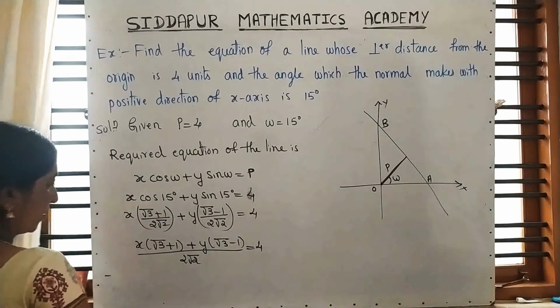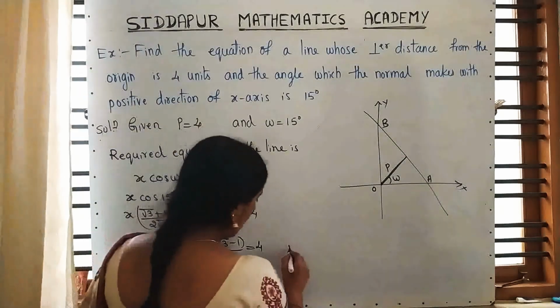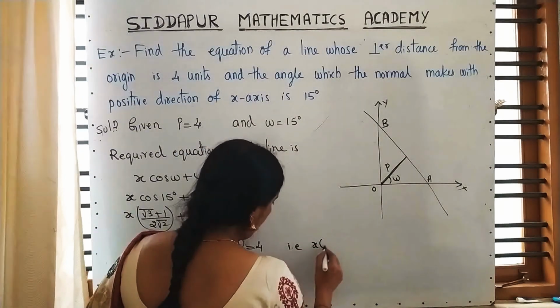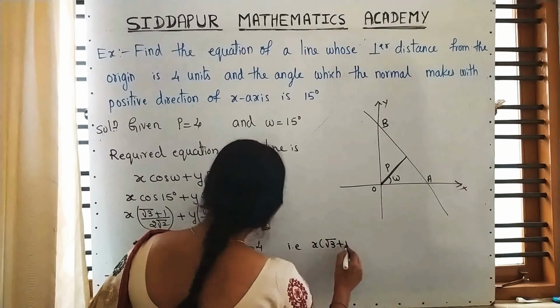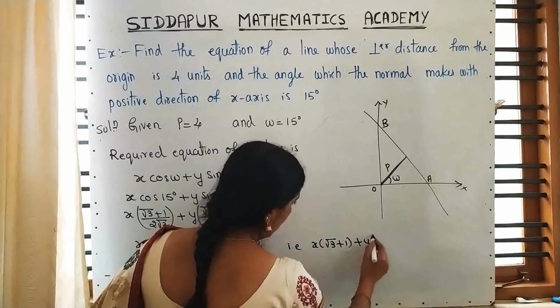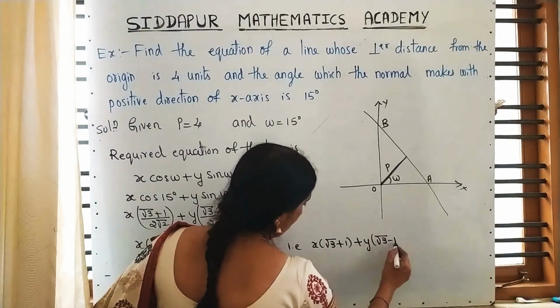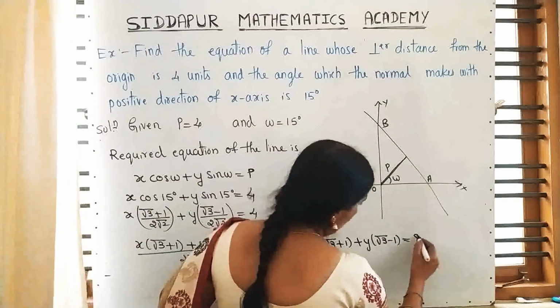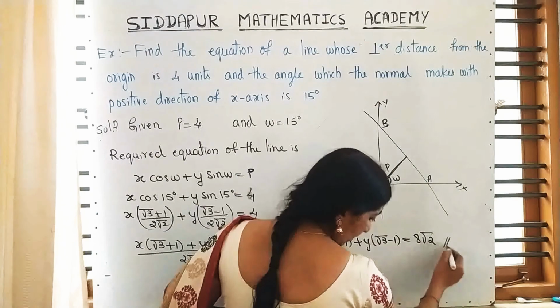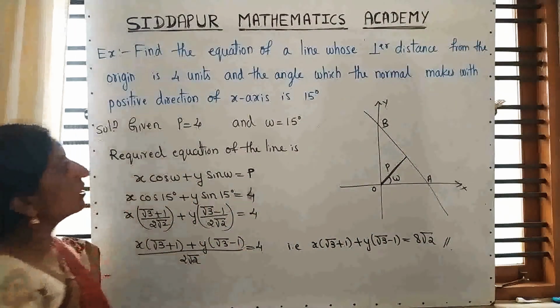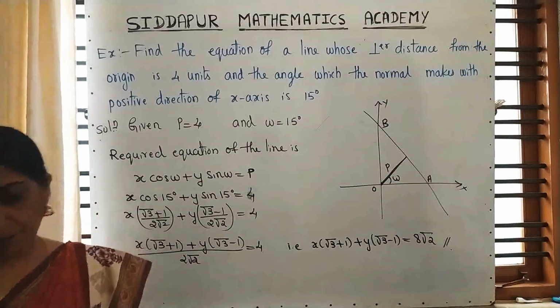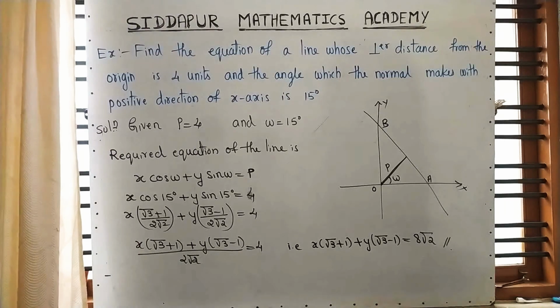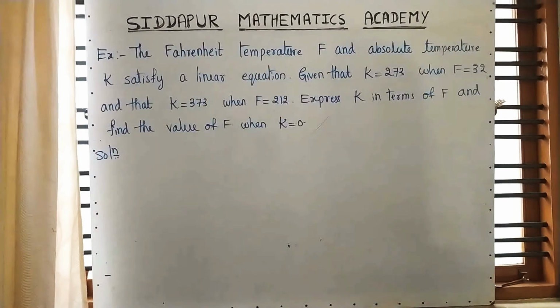Just take the denominator on that side. That is x into root 3 plus 1 plus y into root 3 minus 1. When you multiply these two, it is 8 root 2. So this is the required answer. Moving to the next example. See, moving to the next question.